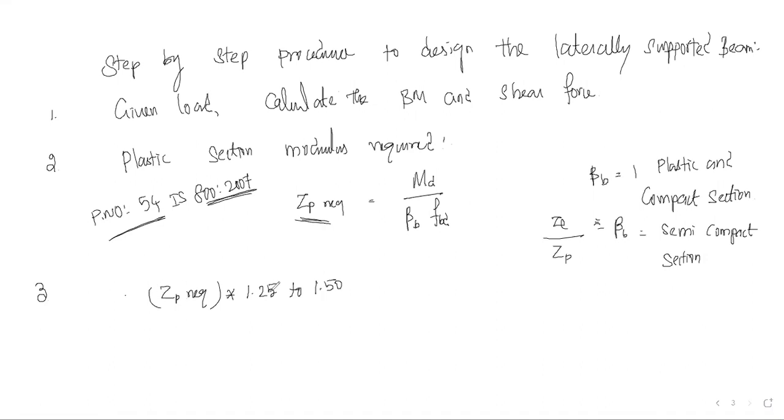So that's why we have to take the value of whatever we are getting as a requirement, and in addition to that, we have to take 25 to 50 percent. Okay, that's why we have this formula here in step 3. Then after that, we have to go for this ZP requirement.